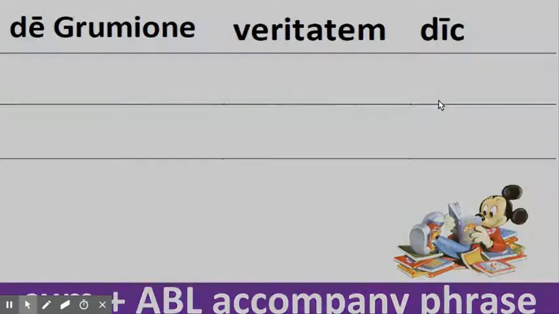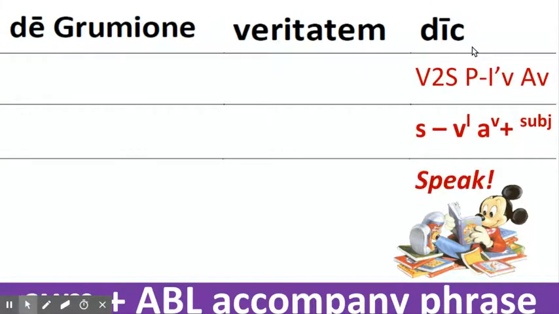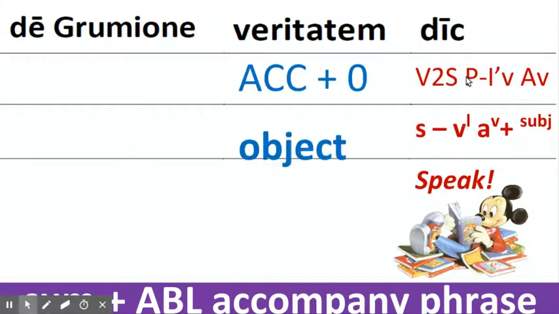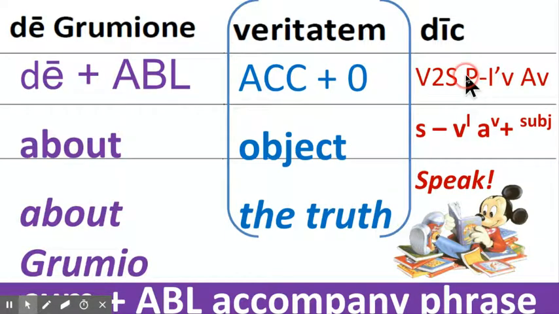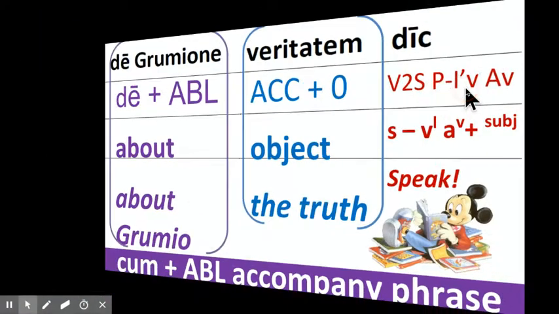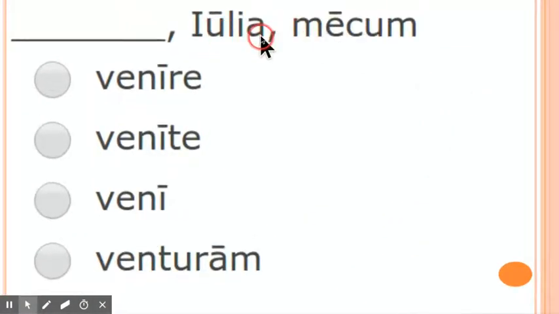Now, moving on. So therefore, we have the imperative, dic, second person singular imperative, speak, object phrase, the truth, about, veritatem. So straightforward. Moving on, faster, faster. Let's take a look at the question. We have a comma, Iulia mecum. Commas are important. They talk about clause suppression, or in this case, setting up a vocative address phrase.